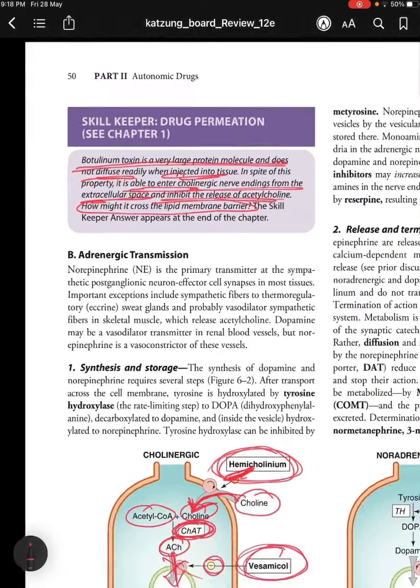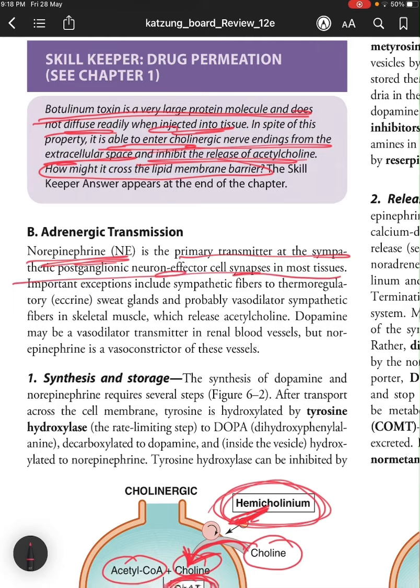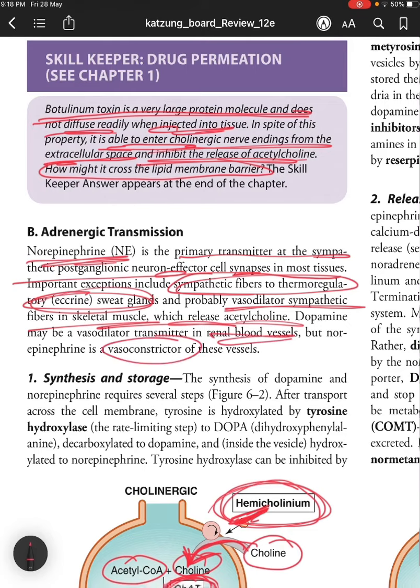So now coming to adrenergic transmission. Norepinephrine is the primary transmitter at the sympathetic postganglionic neuron effector cell synapses in most tissues. Important exceptions include the sympathetic fibers to the thermoregulatory sweat glands, which are cholinergic, and probably vasodilator sympathetic fibers in the skeletal muscle, which release acetylcholine. Dopamine may be a vasodilator transmitter in the renal blood vessels, but norepinephrine is a vasoconstrictor of these vessels.